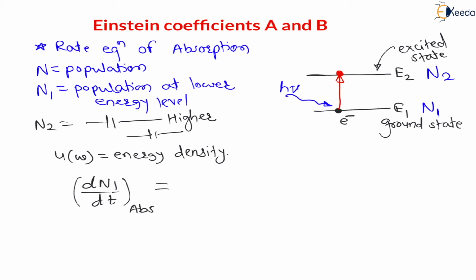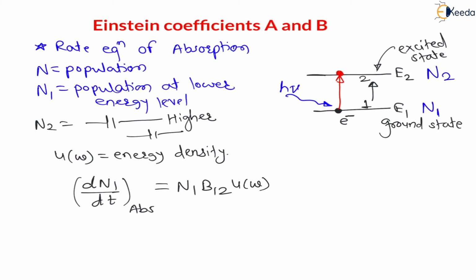And this is written as: this will be equal to n1, that is the population at the lower energy level, into the Einstein coefficient. Now the Einstein coefficient will be, whenever an external energy supply is given, B. But now the motion of the electron is from state 1 to state 2. This will be the direction of motion. Therefore it will be B12. Whenever external energy is used, then we have to multiply with the energy density also, right? That is U omega.